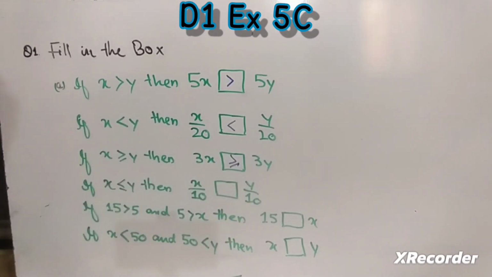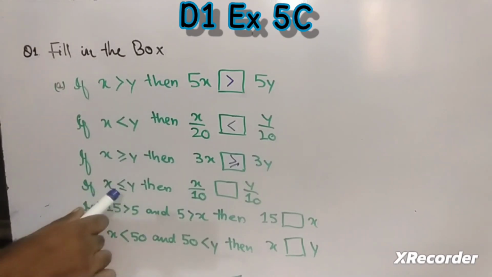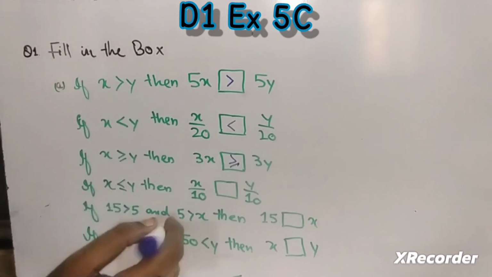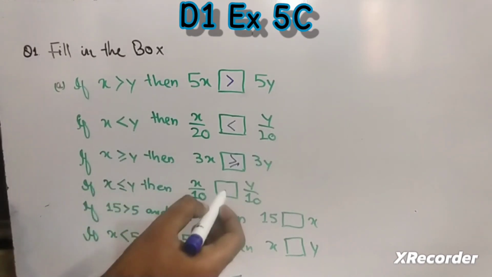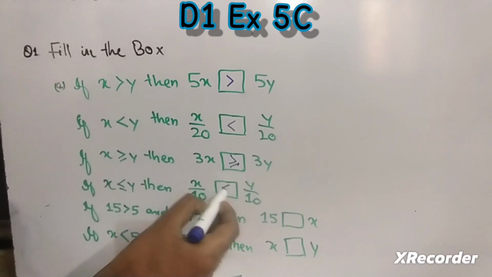Part 4, x is less than or equal to y, then x upon 10 dash y upon 10. Similarly, the ratio is less than or equal to. So in this, we also put a less than or equal to sign like that.